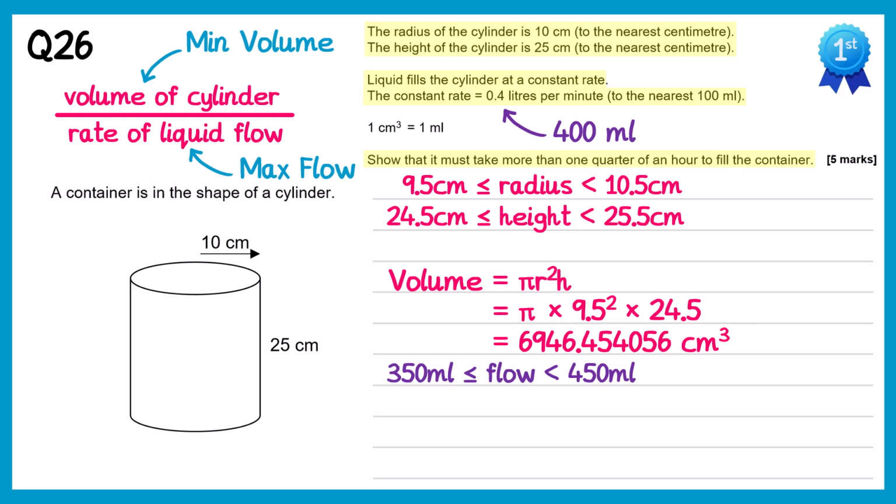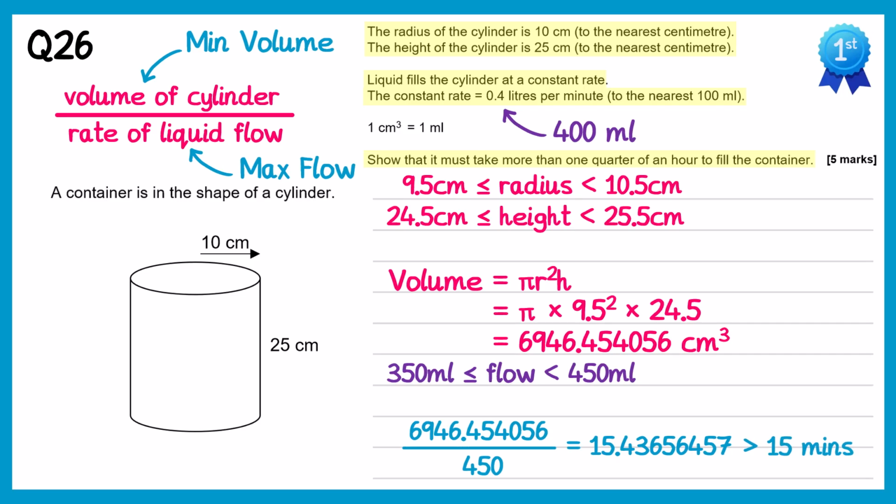So we can now work out the time it takes by doing the volume of the cylinder divided by the rate of flow of liquid, but we're going to use the lowest volume and the greatest flow. So the lowest volume was 6946.45 and so on, and the greatest flow was 450. If you do this on your calculator, you end up with this number here. 1/4 of an hour is 15 minutes. So we've shown that this is greater than 15 minutes, or greater than 1/4 of an hour, as the question required.